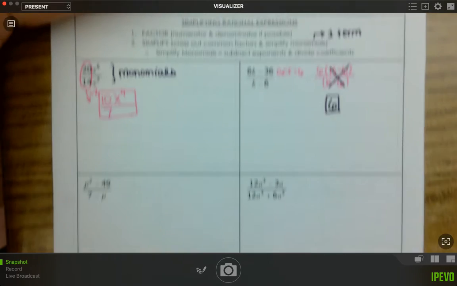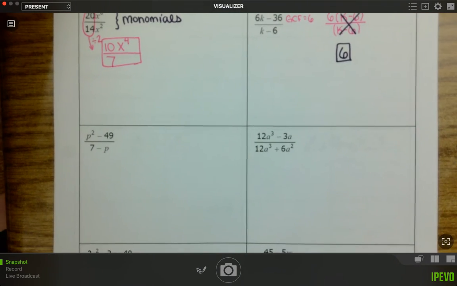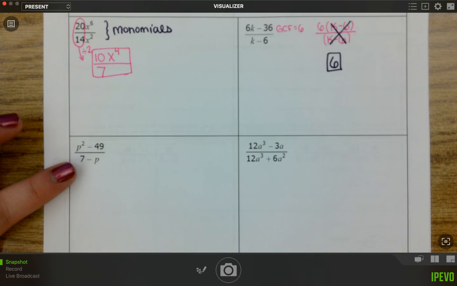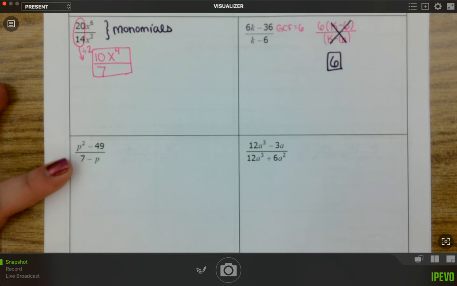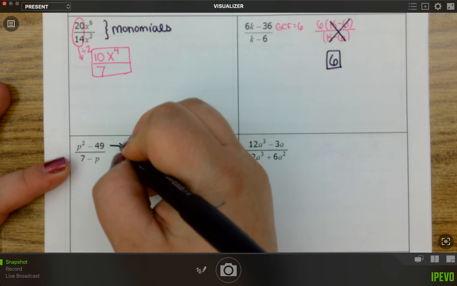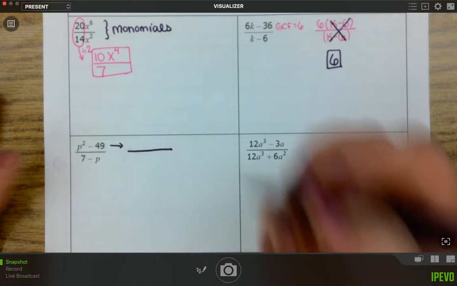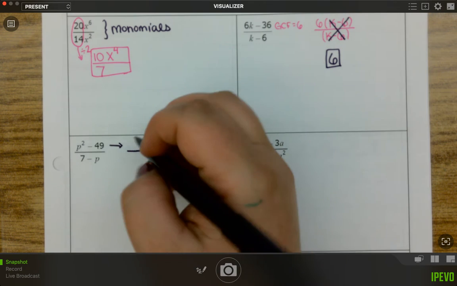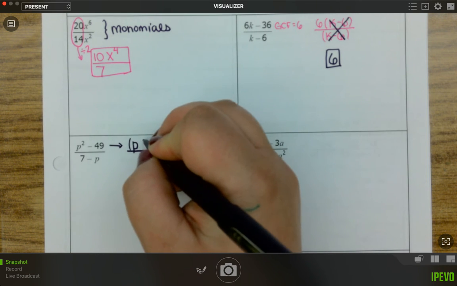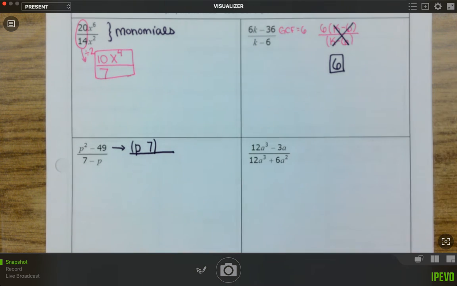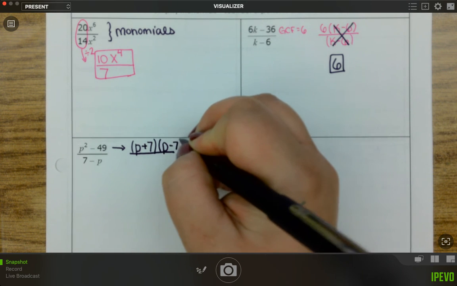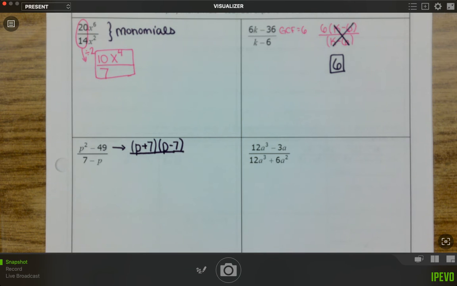Now let's get into some ones that actually need to be factored a little bit. Okay? So we've got to factor the top, and then we're going to factor the bottom. So we're just working with one piece at a time. Now, what you should notice about this one is it is difference of squares, meaning this is a perfect square and this is a perfect square. That means that you're going to do the square root of both of them, which gives you p and 7. Those are our square roots. And then you're going to put this in two parentheses, one with a plus and one with a minus.